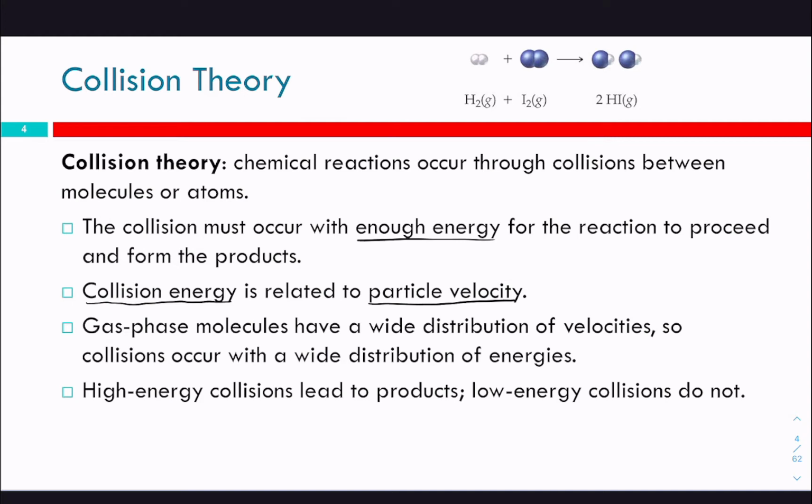Gas phase molecules, and this is actually true of liquids as well, have a wide distribution of velocities or speeds. So you'll have some that are moving really slow, you'll have some that are moving really fast, but the proportion of ones moving fast or slow is going to be dependent on the temperature. So as you heat something up, you're going to have more particles with more energy. As you cool something down, you'll have more particles with less energy. And high energy collisions lead to products, while low energy collisions do not.